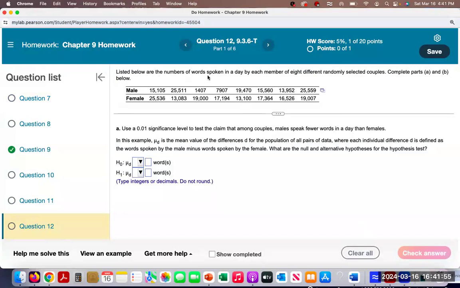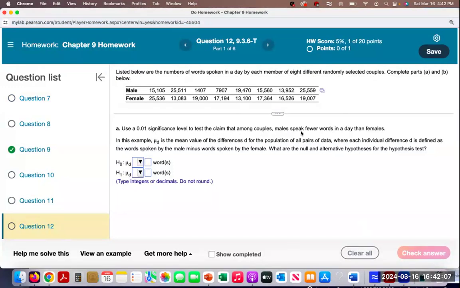Listed below are the number of words spoken in a day by each member of 8 randomly selected couples. Use a 0.01 significance level to test the claim that among couples, males speak fewer words in a day than females.